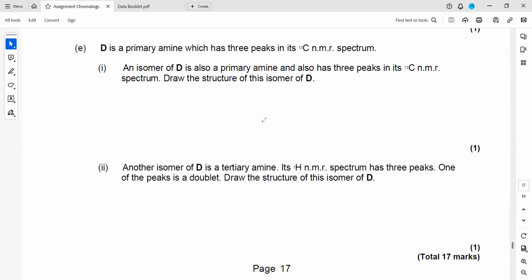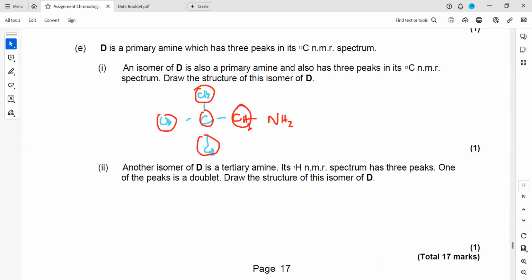To be a primary amine, what does it mean? NH2 should be attached to a carbon which has hydrogen. That is the case, because they mention it's an isomer with an NH2 group. This will always be there. Only the carbons attached will be different. And in the question, how many carbon environments are there? Three. So if we draw CH3 here, CH3 here, and CH3, this will be one carbon environment, this will be the second, and this is the third. So three carbon environments will be there.